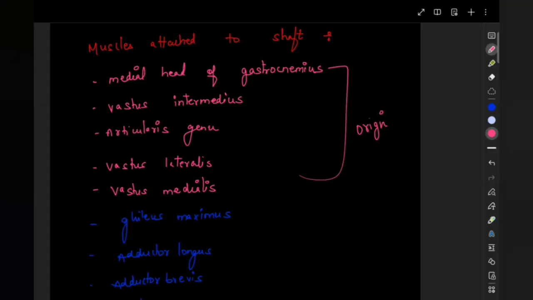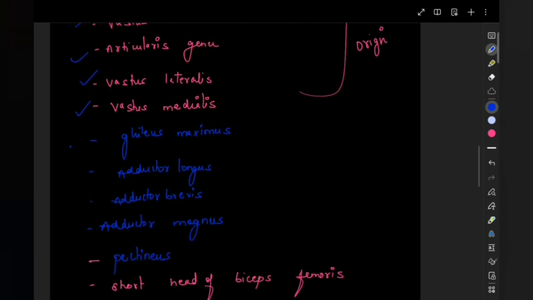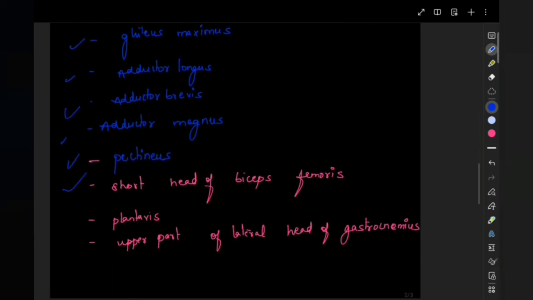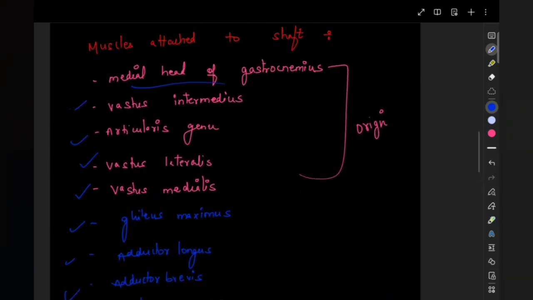Now we are going to see the muscles attached to the shaft. So there are many muscles, we have to discuss them. So the first one is that medial head of gastrocnemius is originating from the shaft. Vastus intermedius, articularis genu, vastus lateralis, vastus medialis. So important muscles we will be seeing how they are getting originated, and there are insertions also of the gluteus maximus, adductor longus, adductor brevis, adductor magnus, pectineus, short head of biceps femoris, plantaris and upper part of lateral head of gastrocnemius originating. So this is origin. So these many muscles are coming from the shaft. I know this is confusing, but we will be trying to simplify this, okay?